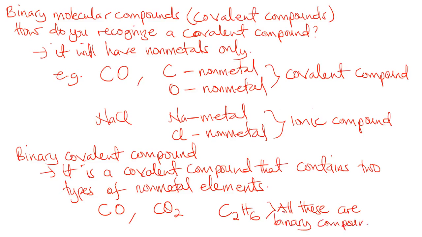So a binary compound must contain two types of elements. Not two elements as in the case of a number 2, but you should have two types of elements. For example, here we just have only two elements, carbon and oxygen. Here you can see we have three elements, but these three elements are two types. We have carbon here and two oxygens here. So that's what we mean when we say two types of elements.